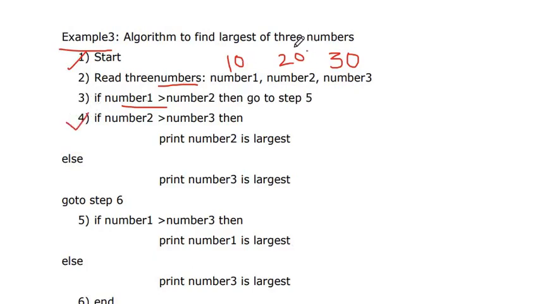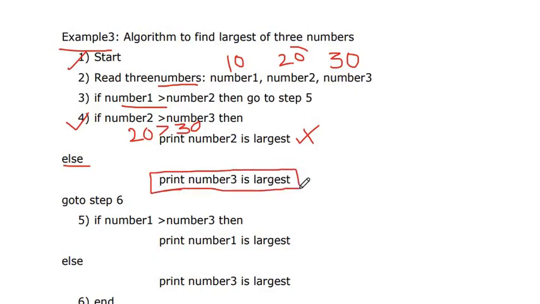Number 2, what is the number 2 value here? 20. 20 is greater than number 3. What is the number 3 value? 30. This is a false condition. If this condition is true, then print number 2 is largest will be displayed. Otherwise, the else part. 20 is greater than 30 is a false condition, so this statement will not be produced. Now we must go to the else part. Under the else we have written print number 3 is largest. The result will be generated.